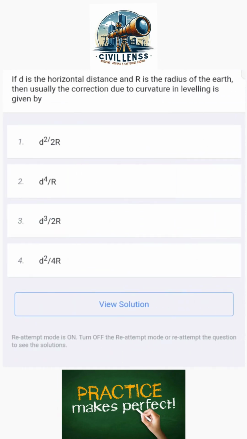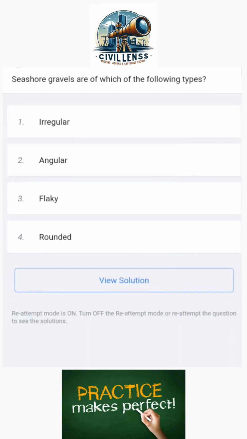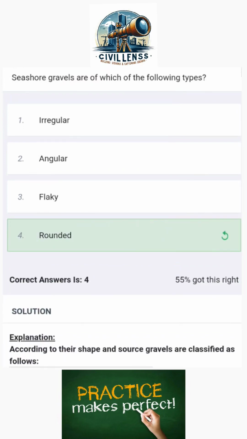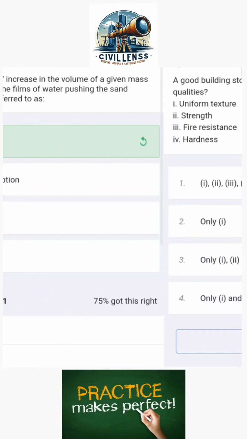Next, if d is the horizontal distance and r is the radius of the earth, then usually the correction of curvature in leveling is given by d square by 2r. Seashore gravels are which of the following types? Rounded. The phenomenon of increase in the volume of a given mass of sand caused by films of water pushing the sand particles apart is referred to as bulking.